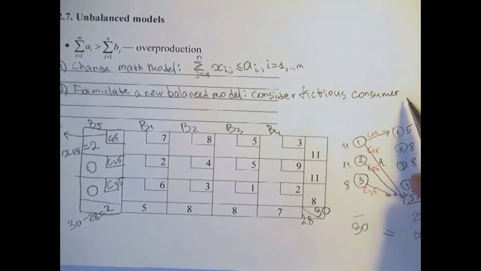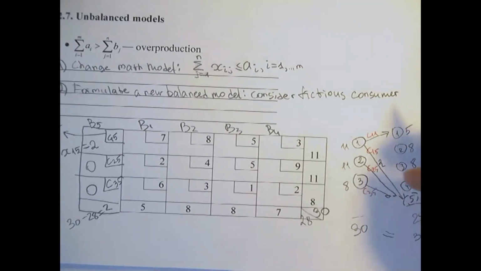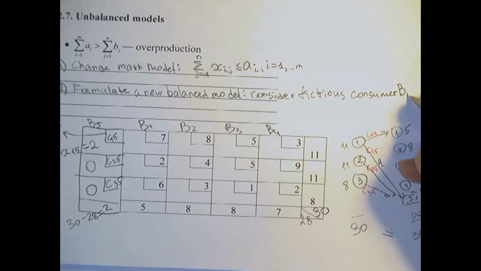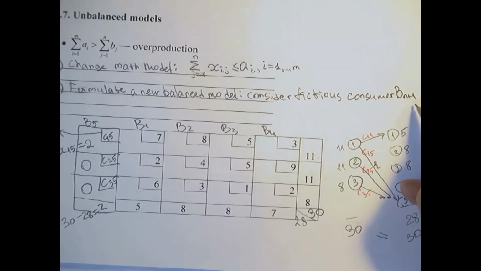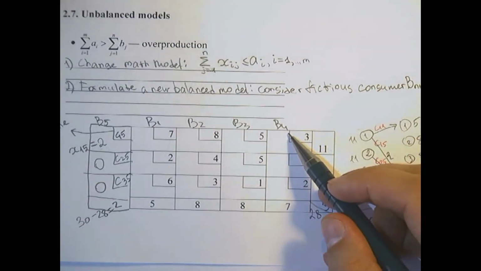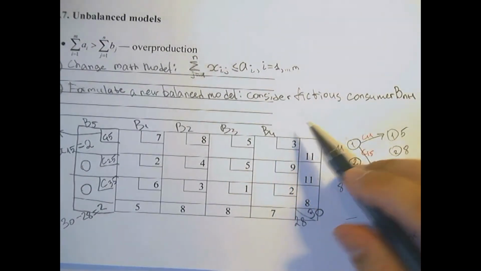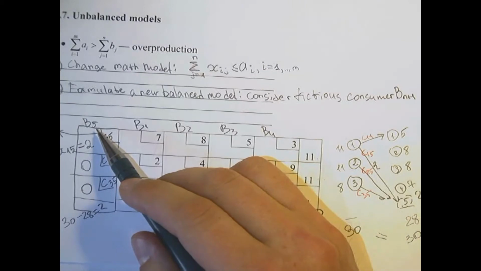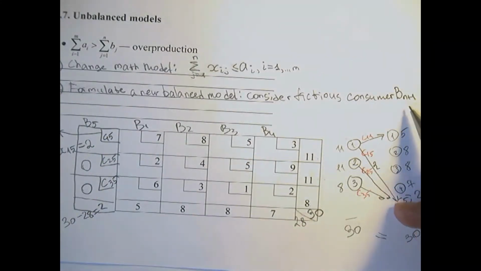As a result, the number of our fictitious customer is the following. It is B capital N plus 1, because in the original problem there were N customers, and now there is a fictitious customer, N plus 1. In our case, in the original problem N was 4, but we consider one more customer, so B5. So N plus 1 is 5 in our case.